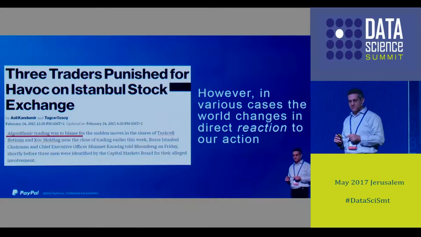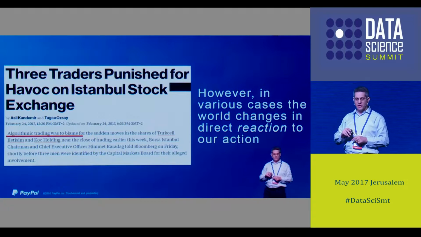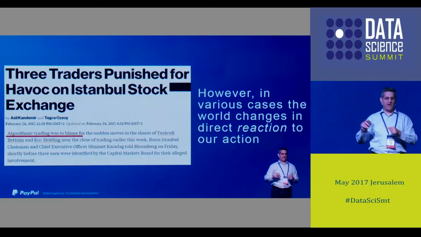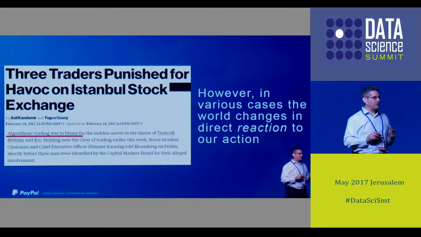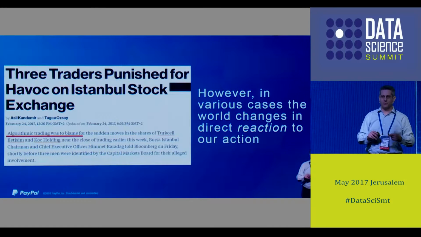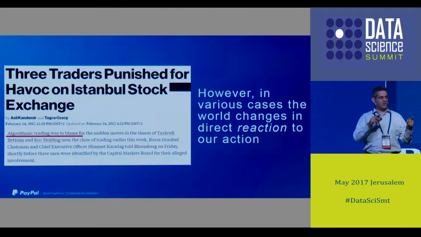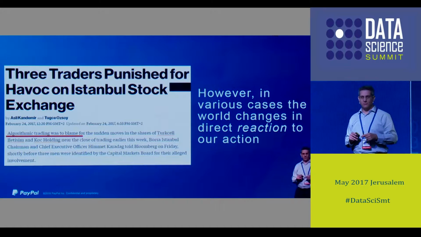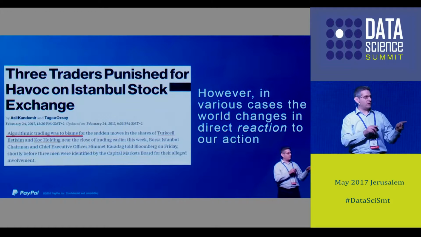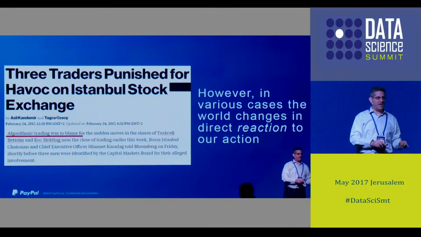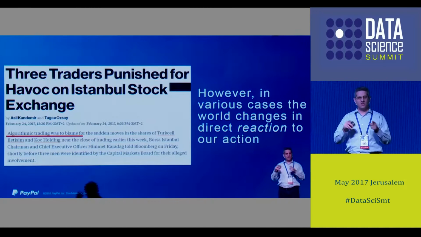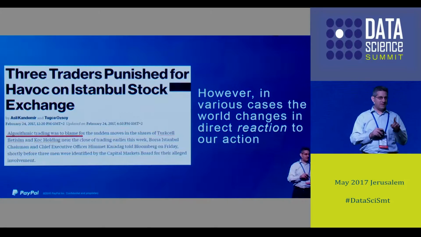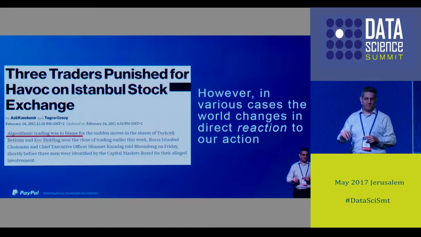In other cases, the world just changes in reaction to our action and reaction. For example, when you use a navigation software, the way that we route traffic changes where congestion builds up. Or in a trading algorithm, the way that algorithm works to trade changes the behavior that other traders, humans or AIs, will react to the market. And this can sometimes lead to unexpected results.